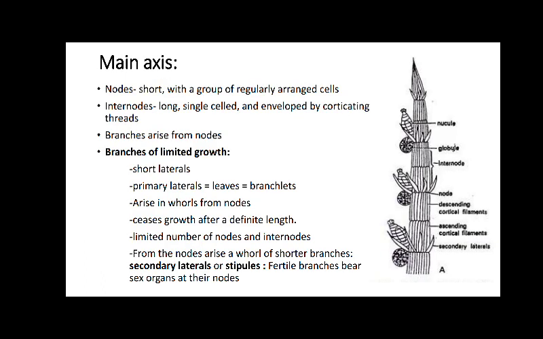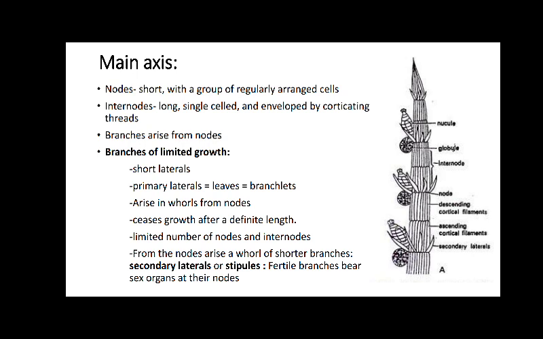We will look at them one by one. First one is the main axis. From the picture you can see that the main axis consists of several nodes as well as internodes. And you can see that there are certain branches which arise from the nodes. There are two types of branches, branches of limited growth and branches of unlimited growth.